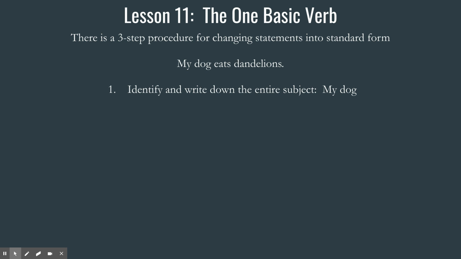Now, I know Mr. Lightheart has talked to you in grammar class about how you can have a simple subject. What's the simple subject of my dog eats dandelions? Dog. But I want you to write down the entire subject, which is my dog. Okay? So the first step that you're going to do is you're going to identify and write down the entire subject, my dog.